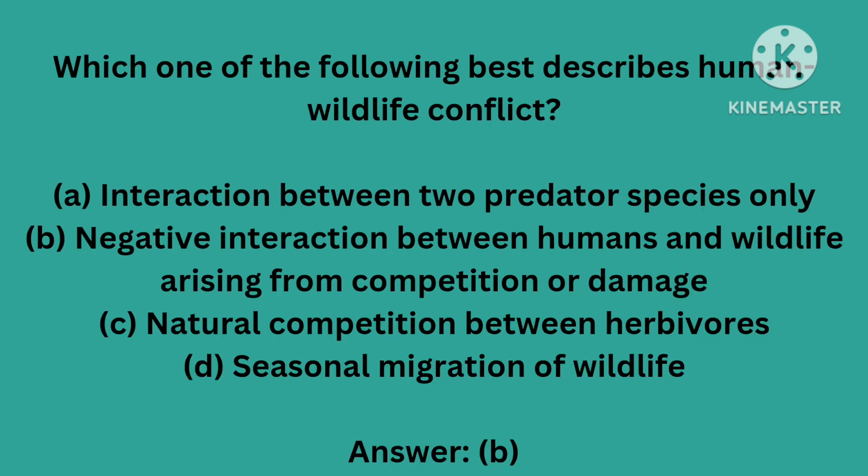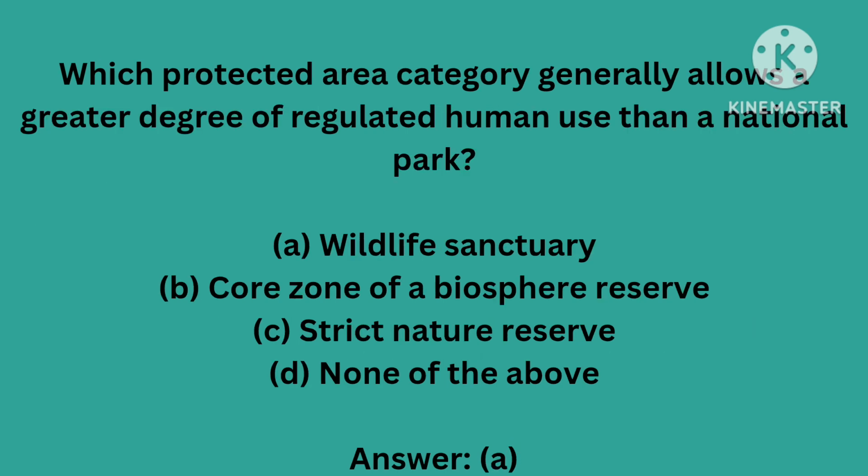Next question, which one of the following best describes human-wildlife conflict? And the answer is negative interaction between humans and wildlife arising from competition or damage. Next is, which protected area category generally allows greater degree of regulated human use than a national park? And the correct answer is A, wildlife sanctuary. So that is the correct answer.